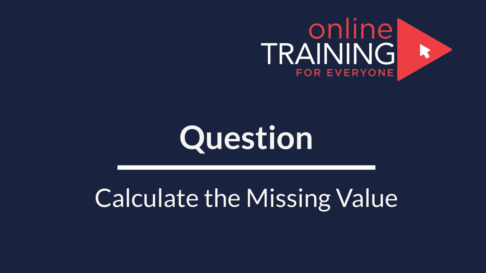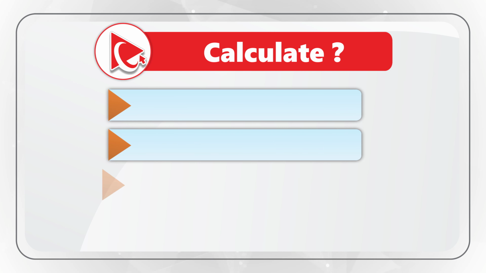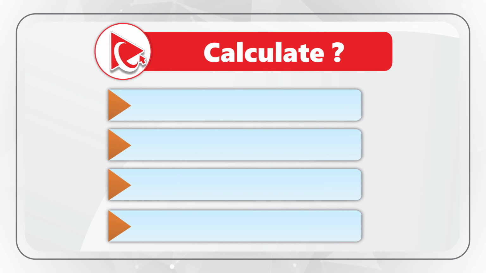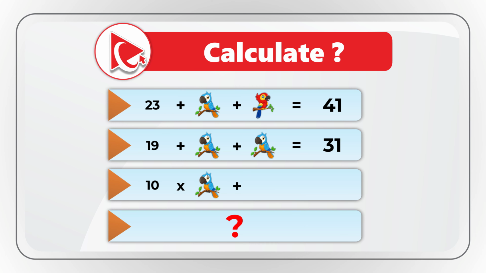One of my favorite questions is where you need to calculate the missing value. You're presented with 3 equations, and in the 4th equation, the result is missing. The first equation is 23 multiplied by blue parrot plus red parrot equals 41. Second equation, 19 plus blue parrot equals 31. Third equation is 10 multiplied by blue parrot plus red parrot equals 72.